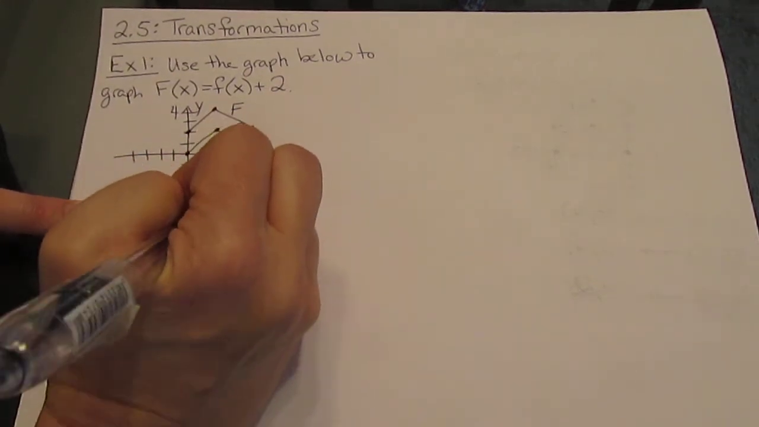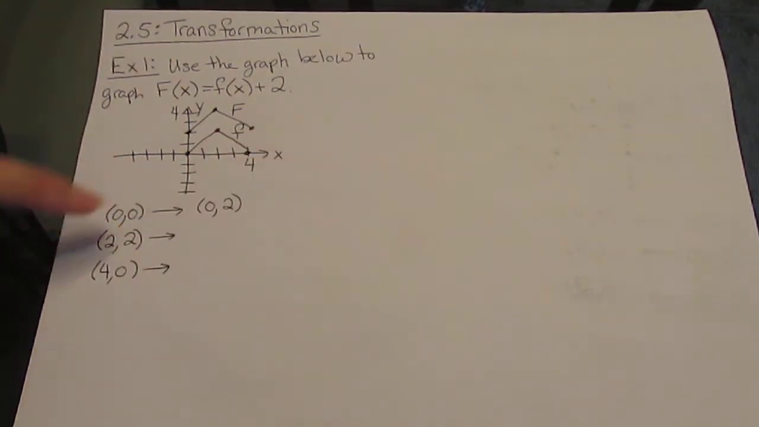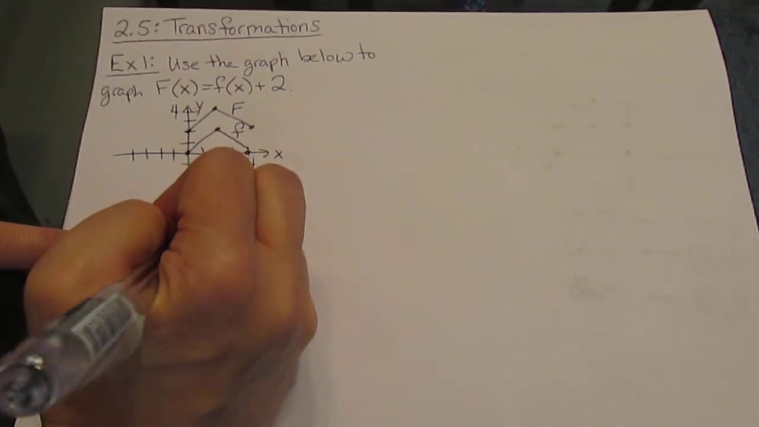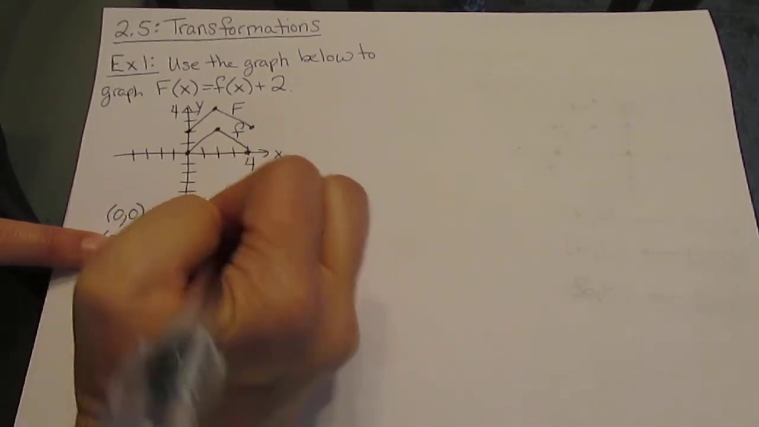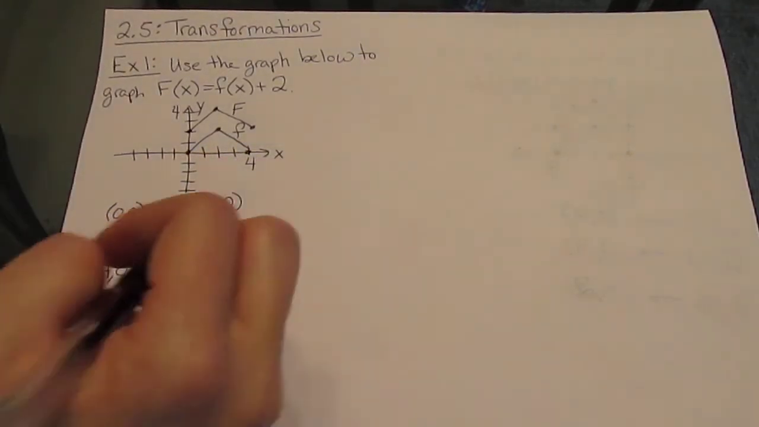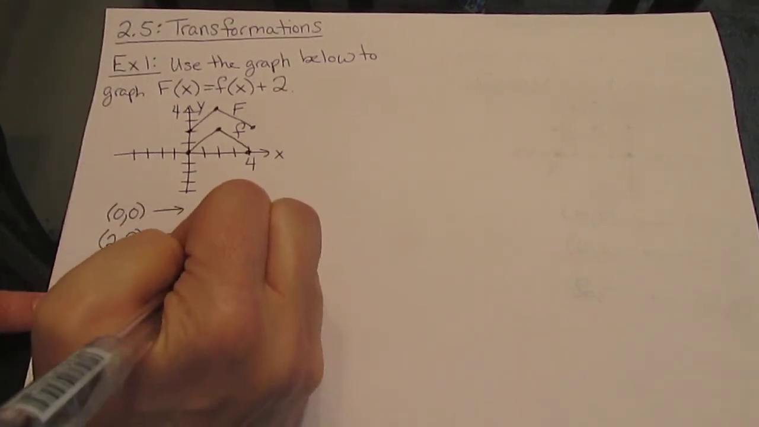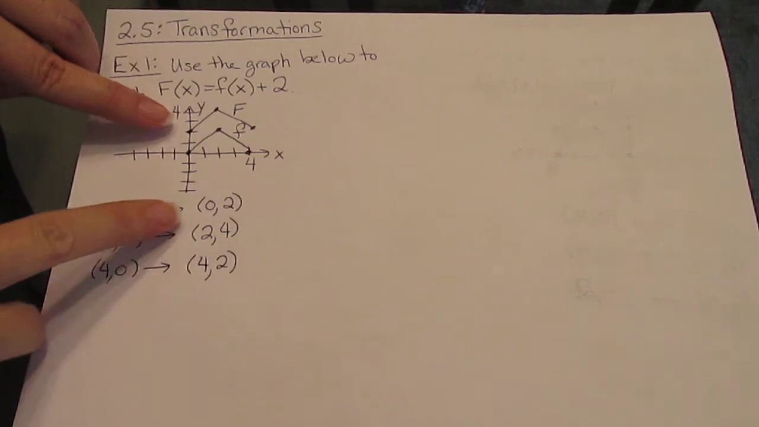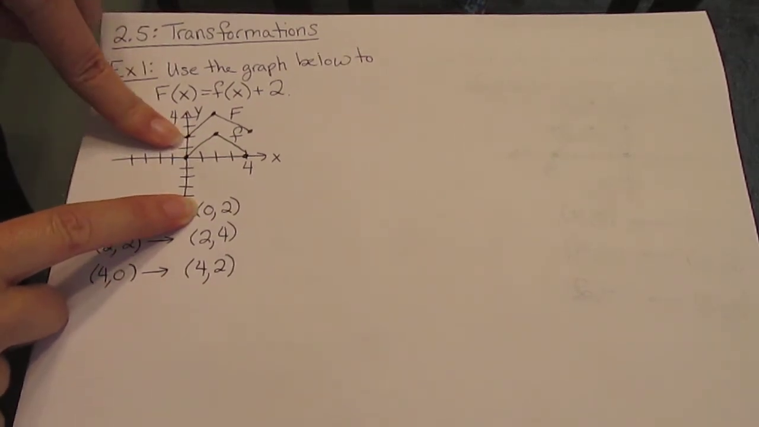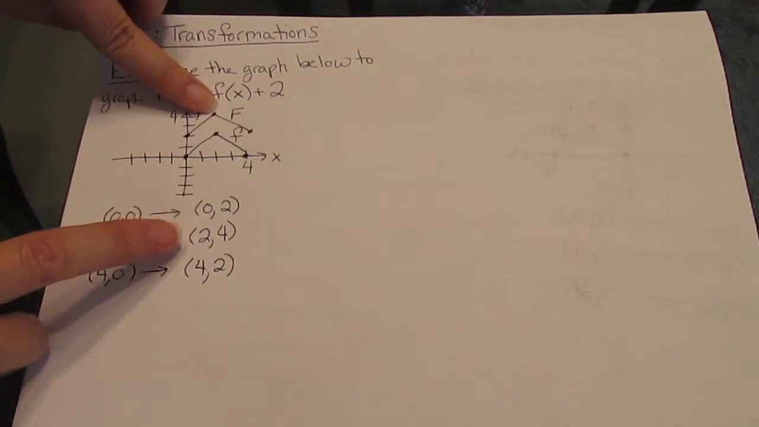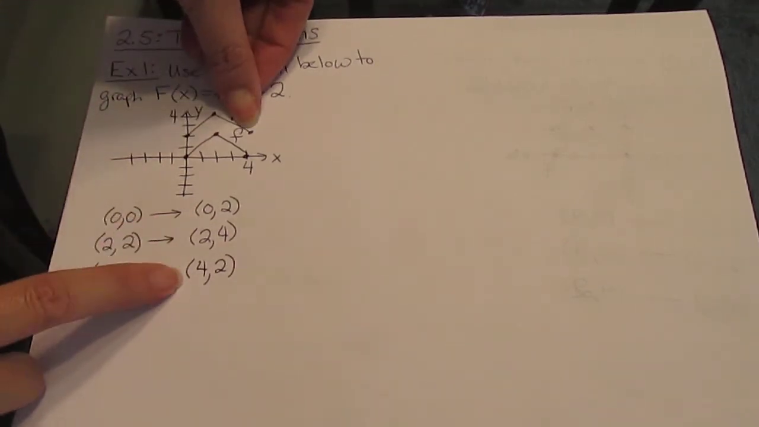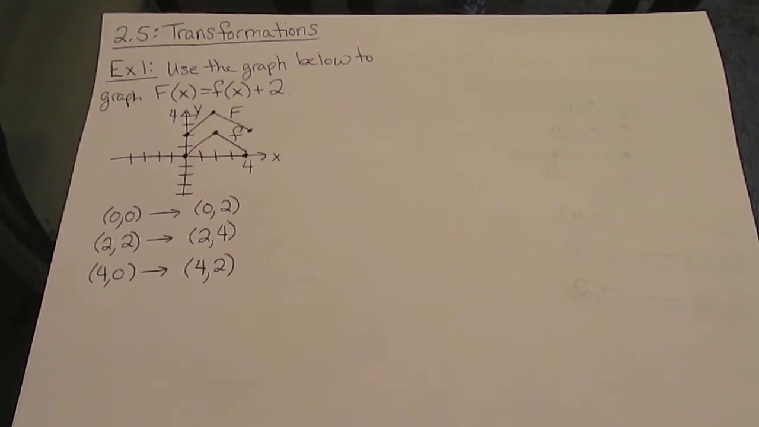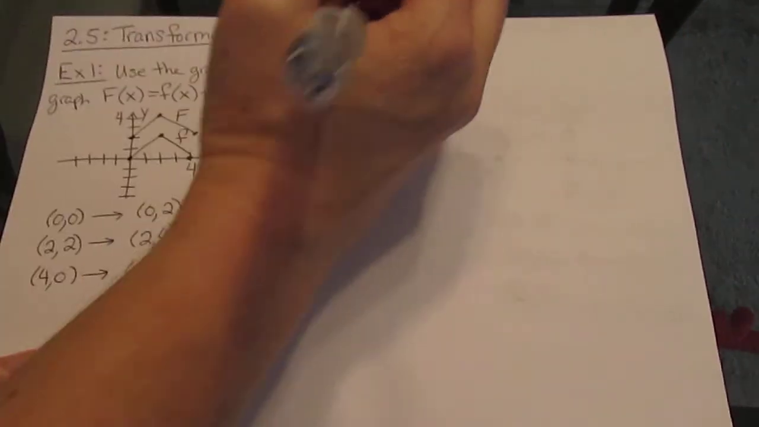So that's going to make this one 0, 2. Add 2 to our y value, so that one's going to be 2, 4. And add 2 to our y value, so that one's going to be 4, 2. And as you can see, those are the points that we got when we went up 2 units: 0, 2, 2, 4, and 4, 2. So whichever way seems better for you, approach the problem that way. Okay, let's look at another example. Example 2.